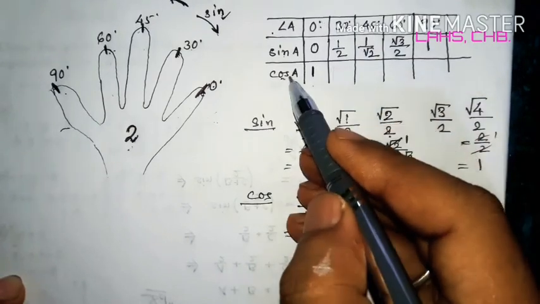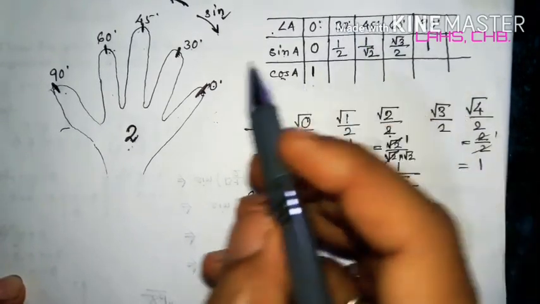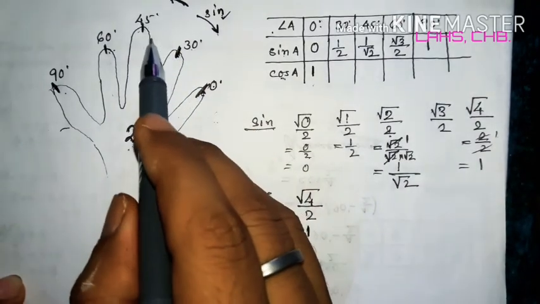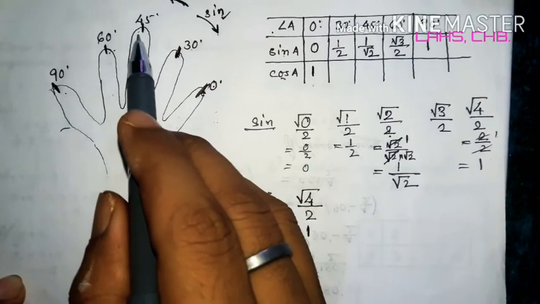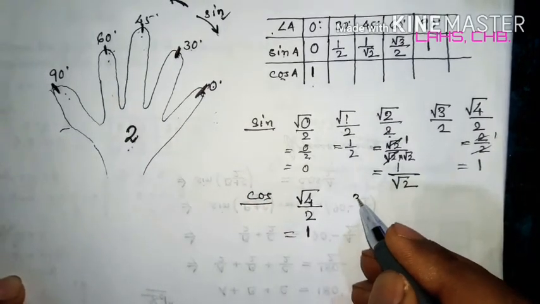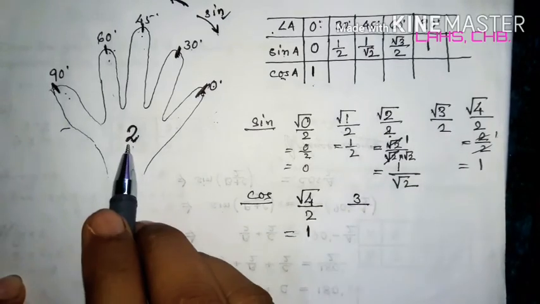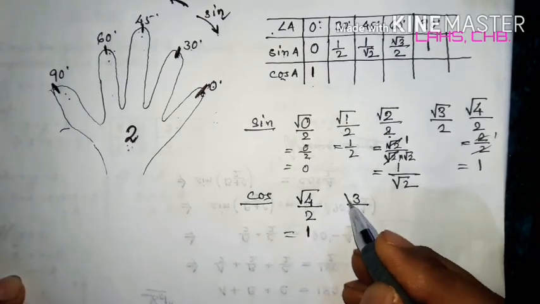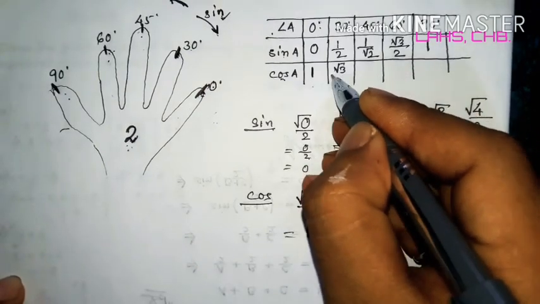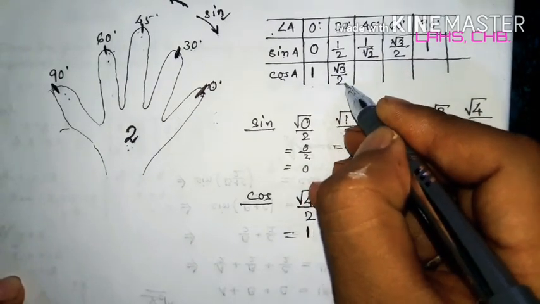In the same way, can you say what will be the value of cos 30? Remember, 30 degree is here at this finger. So on this side, how many fingers are here? 1, 2, 3 fingers. So write 3 at the numerator place, divided by how much? 2. So root 3 by 2. This is the value of cos 30 degree.